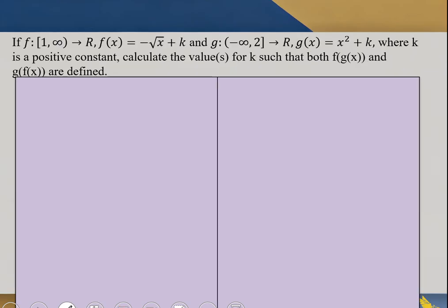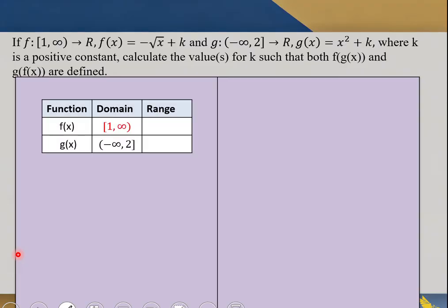Last question that we will be doing today, it says if f has a domain equal to 1 to infinity and is described by all real numbers, f of x is equal to negative square root x plus k, and g is negative infinity all the way through to 2, for all real numbers, g of x is equal to x squared plus k, where k is a positive constant. Calculate the values for k such that both f g of x and g f of x are defined.